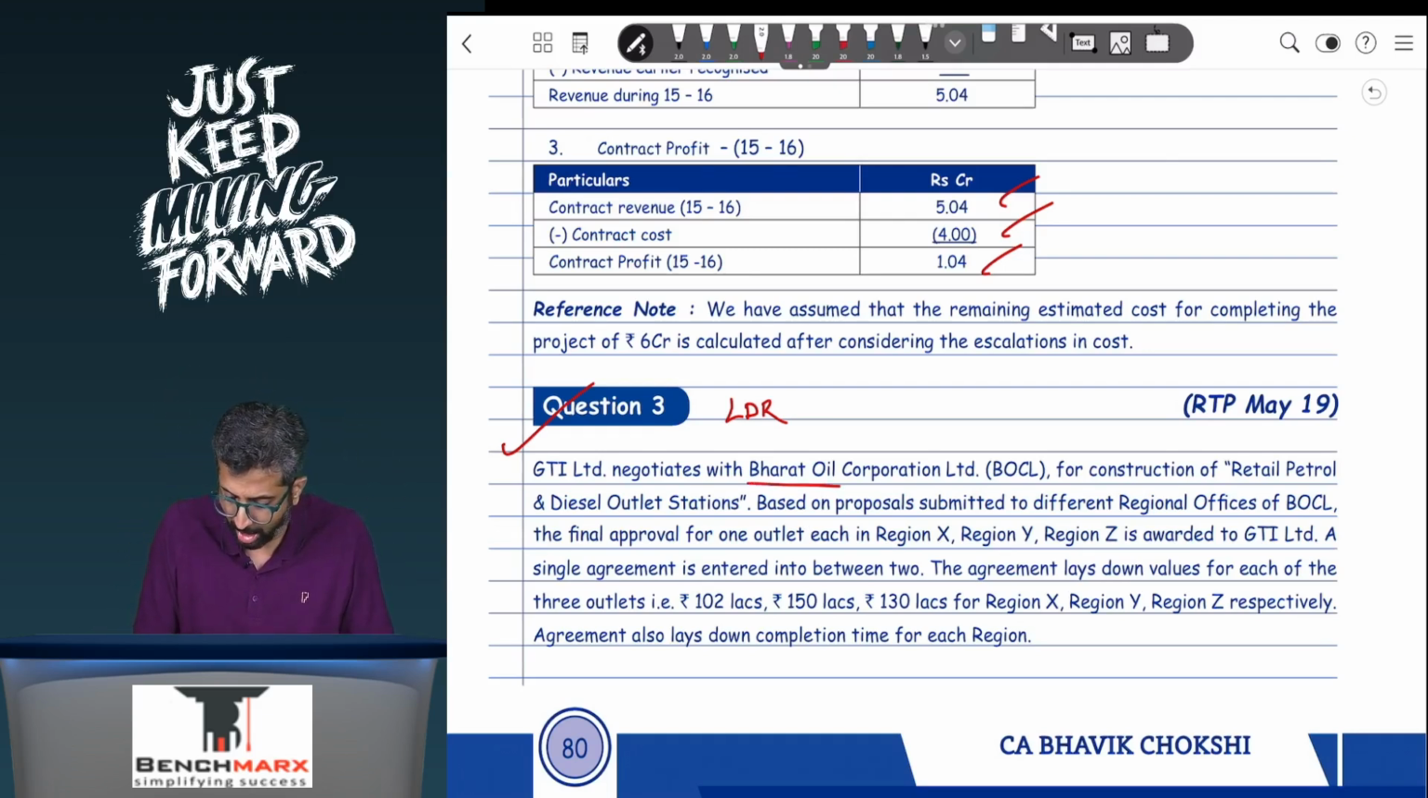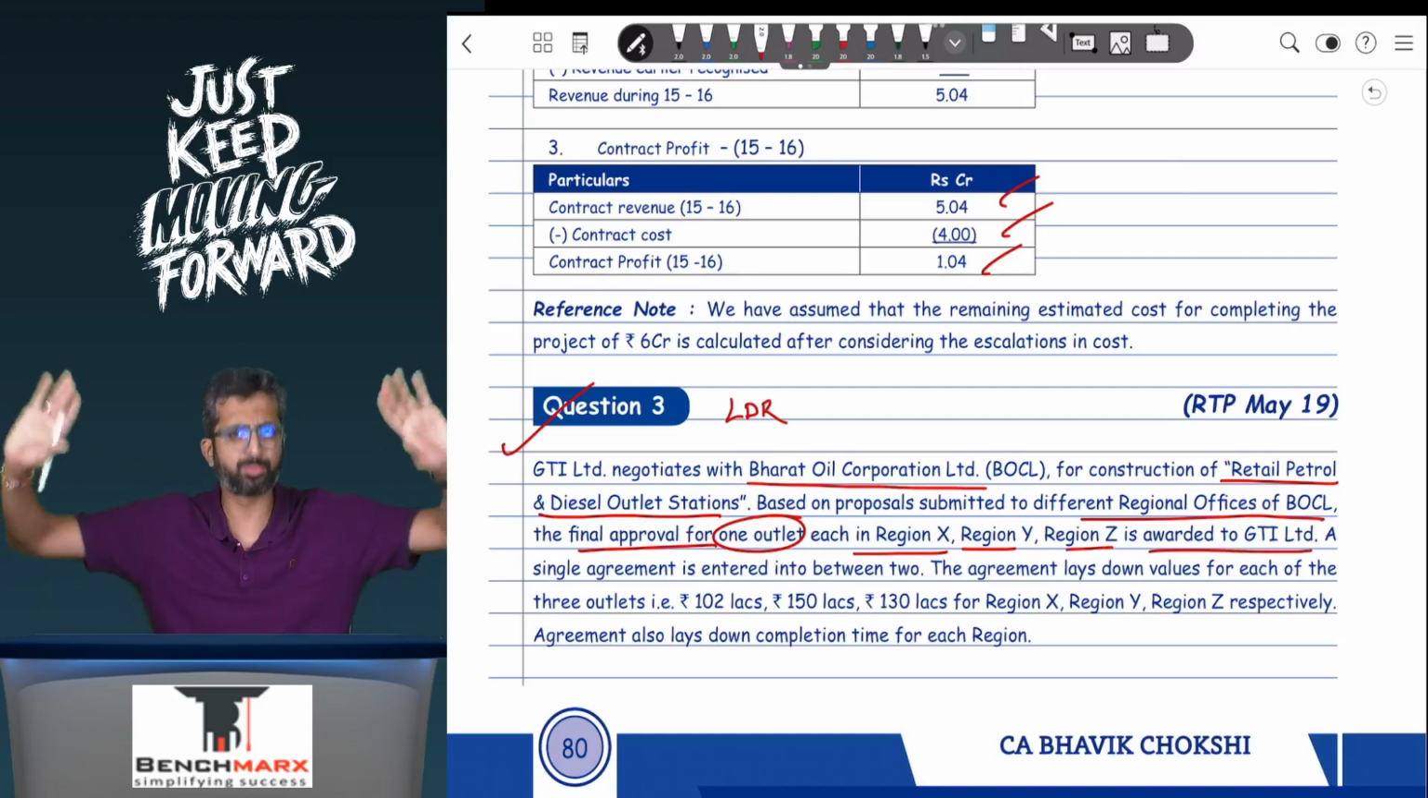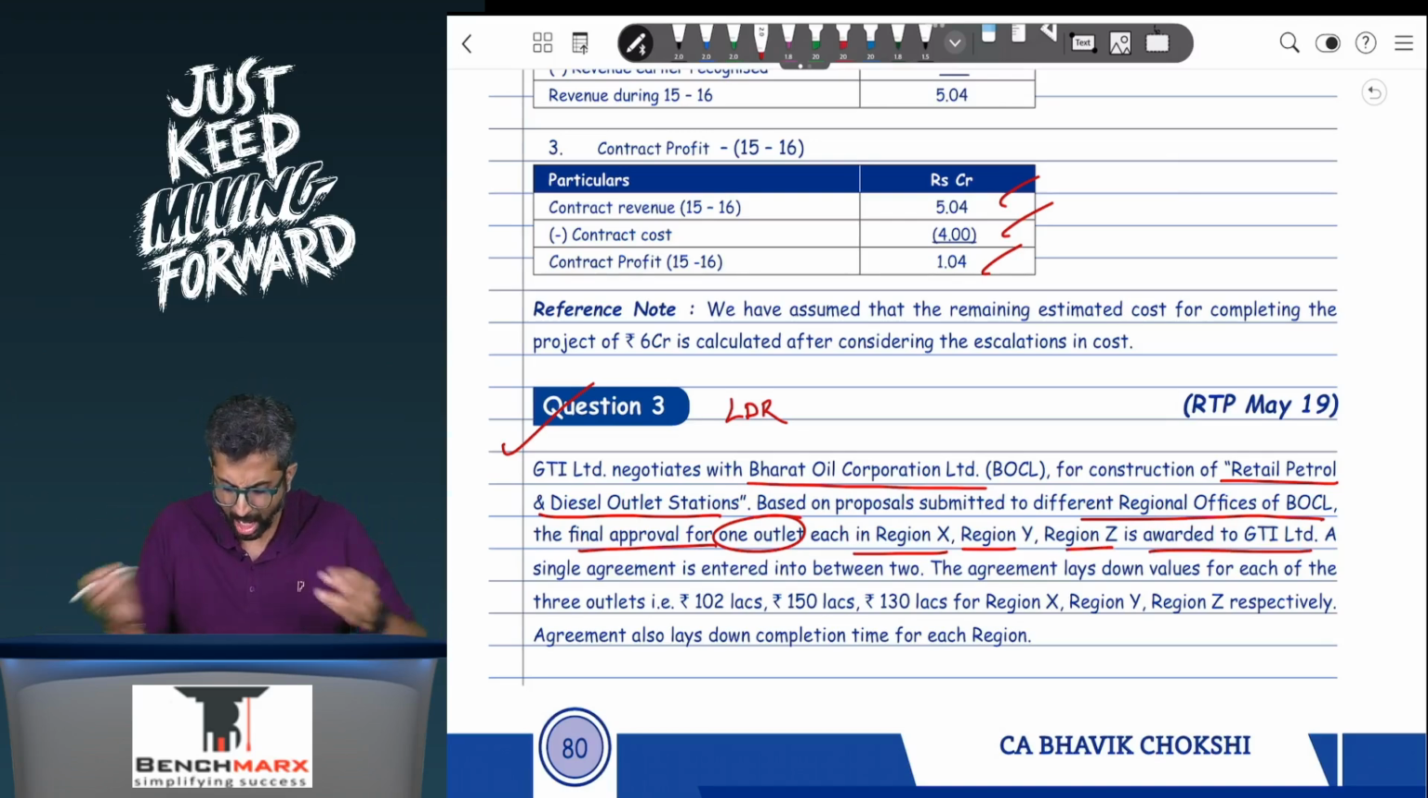GTI negotiates with Bharat Oil Corporation for construction of retail petrol and diesel outlet stations. Based on the proposal submitted to different regional offices of BOCL, the final approval for one outlet in each region X, Y and Z is awarded to GTI. So by the way, I had applied for various outlets, probably independently, out of which I got approval for one outlet in each of the 3 regions.